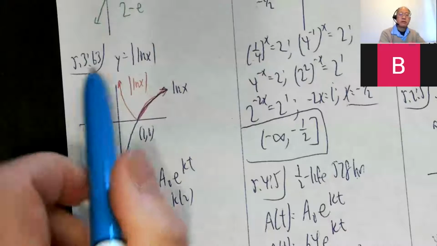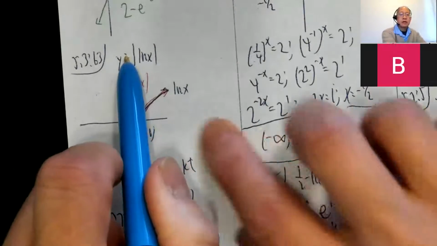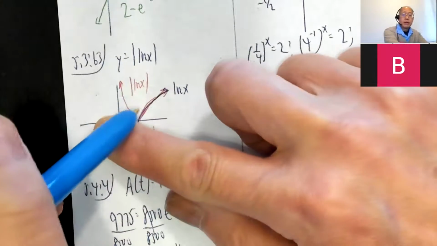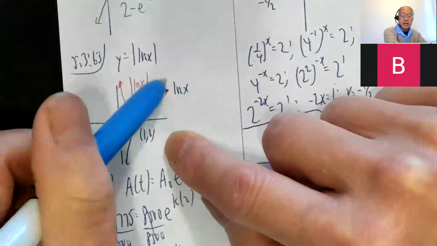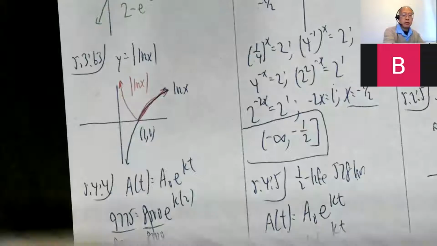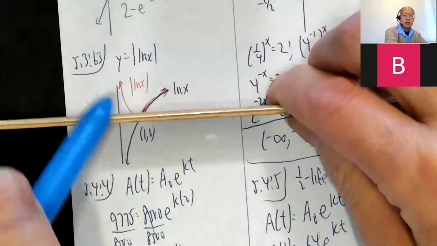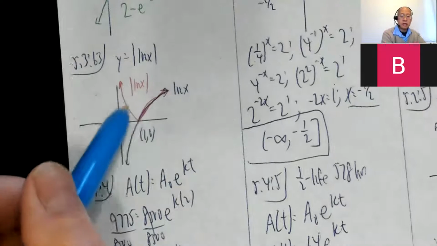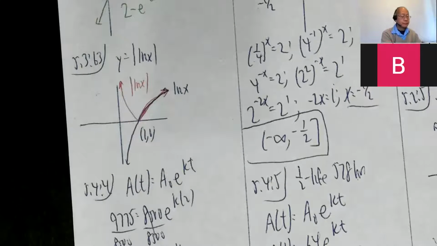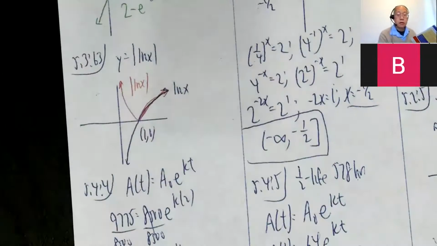Okay. 5.3, number 63, absolute value of ln x. Okay, I think we've talked about that before, but here's ln x. And then anything that's above the x-axis stayed the same. Anything below, this part below, bounces above over here. So absolute value of ln x ends up looking like that. Okay, 5.4, number 4. I think I already did it, but somebody wanted to rehash that.